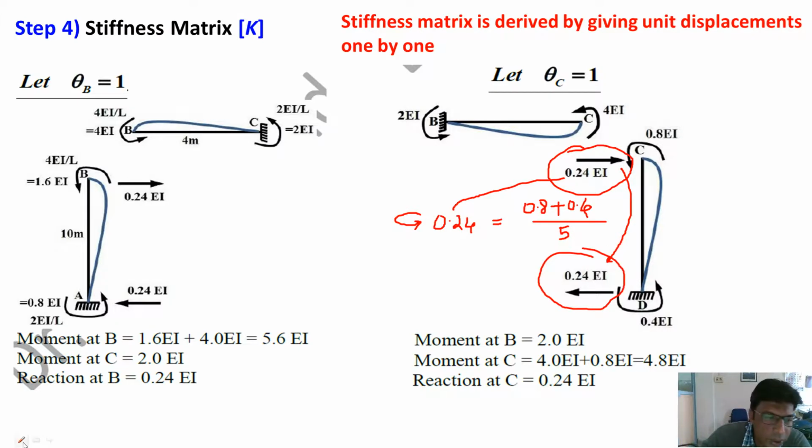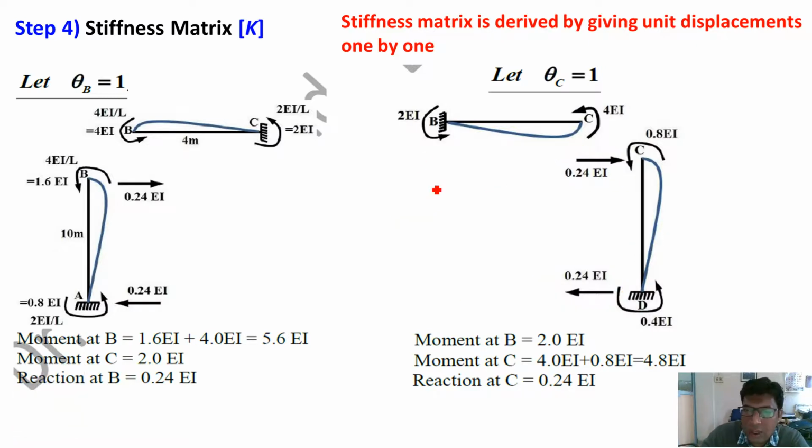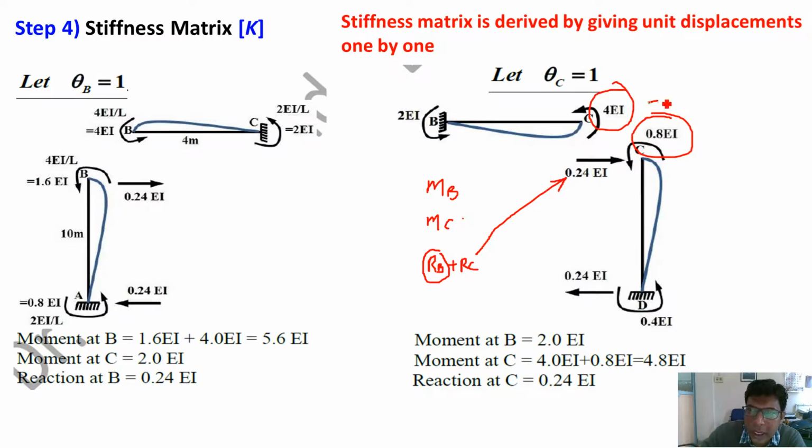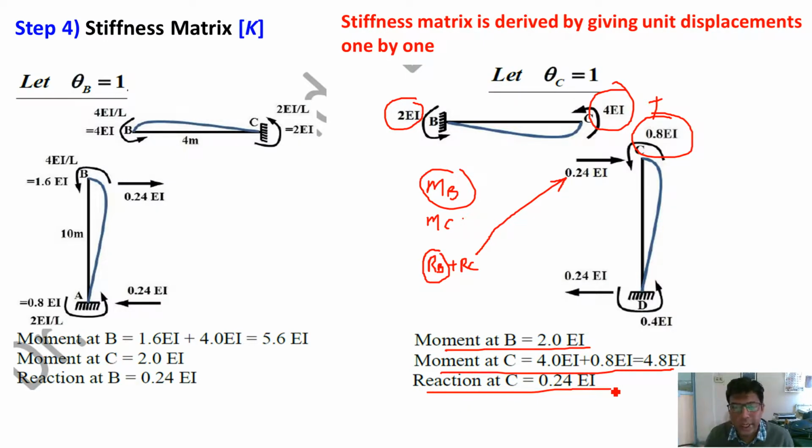These are the reactions. Now again, to complete the second column of the stiffness matrix, we require to find out moment at B, moment at C and RB plus RC. So here RB is equal to 0 because the AB column will not deflect, only RC is there. So it is 0.24EI RC. Moment at C is equal to 4EI plus 0.8EI, 4.8EI, and moment at B is equal to 2EI. So this is moment at B 2EI, moment at C 4.8EI and reaction at C 0.24EI. This is the second figure.